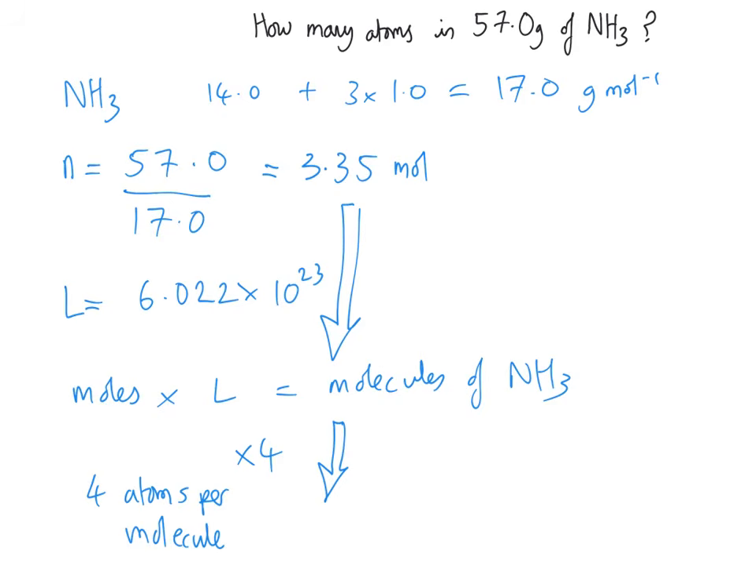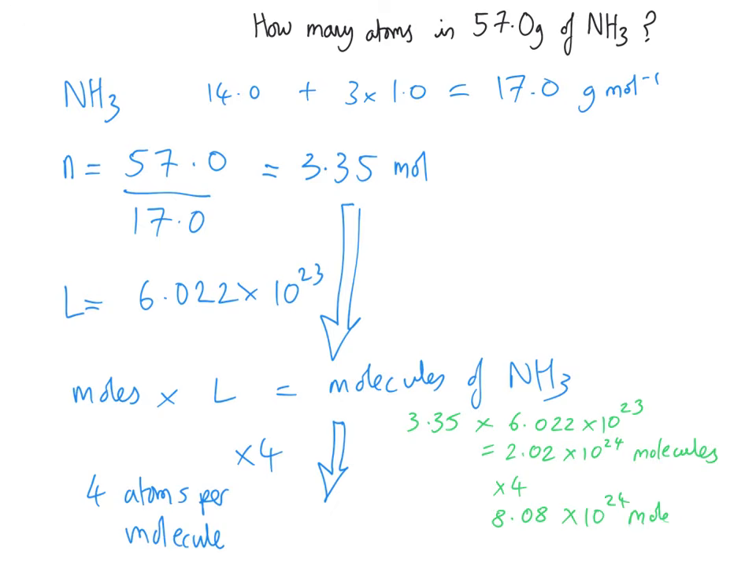And so 3.35 moles multiplied by Avogadro's number gives us a huge number of 2.02 times 10 to the 24 molecules, and then when we multiply that number by 4, we're going to, of course, get 8.08 times 10 to the 24 molecules. Just note for your mathematical comfort that the only digits that change when you multiply this number by 4 is the 2.02.